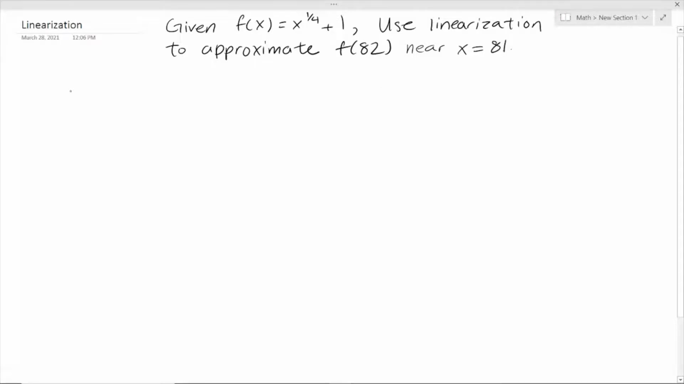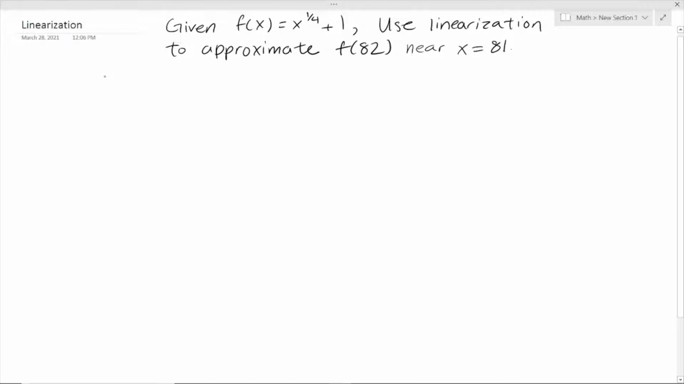Hey guys, so today we are going to learn about linearization. So we are given a question like this. We are given a function f of x and we have to use linearization to approximate f of 82 near x equals 81.